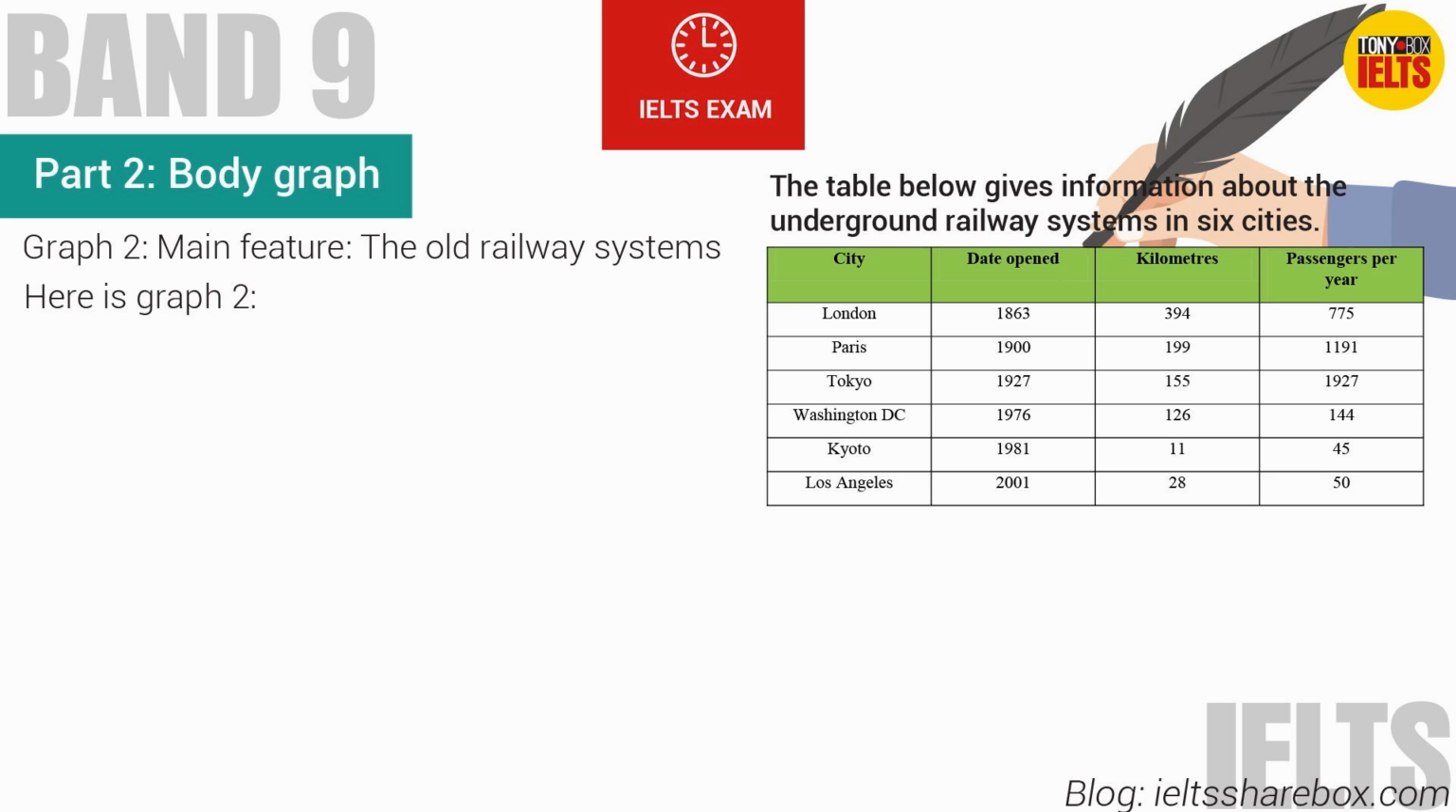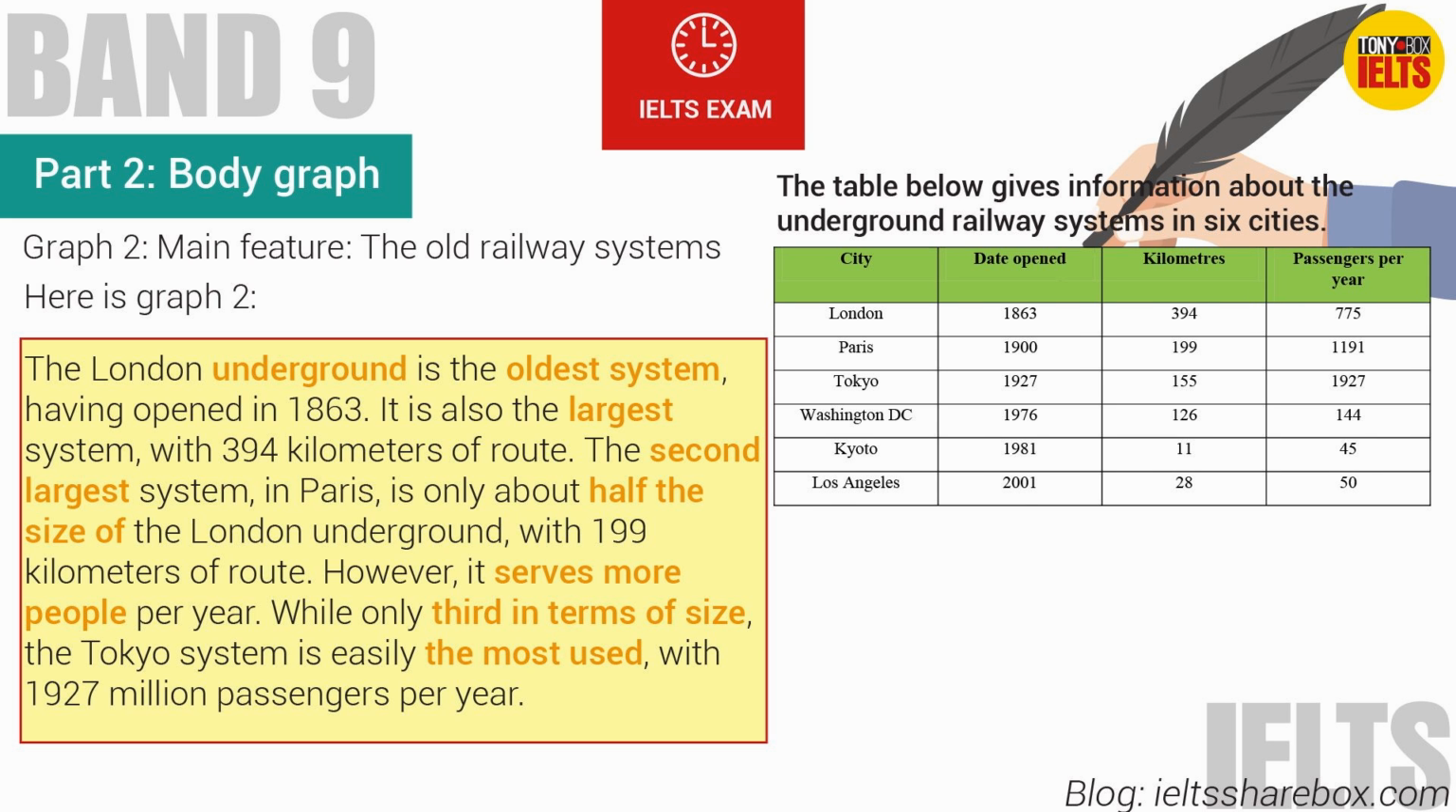Here is graph 2. The London Underground is the oldest system, having opened in 1863. It is also the largest system, with 394 kilometers of route. The second largest system in Paris is only about half the size of the London Underground, with 199 kilometers of route. However, it serves more people per year.